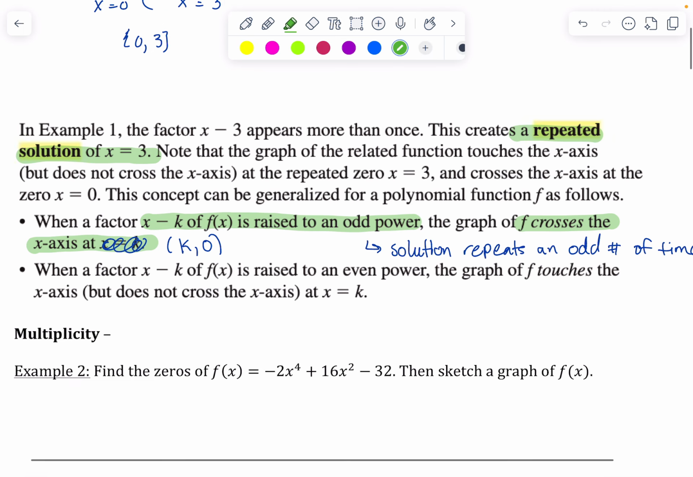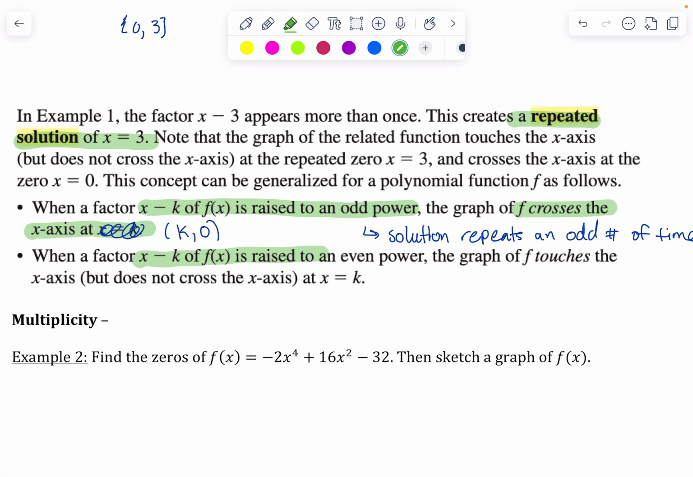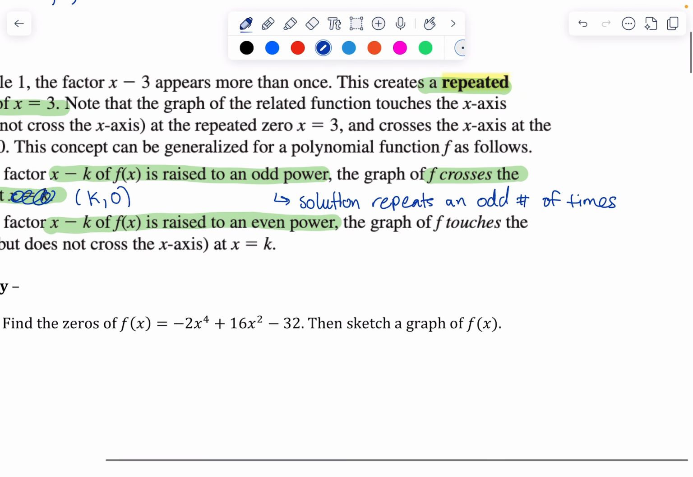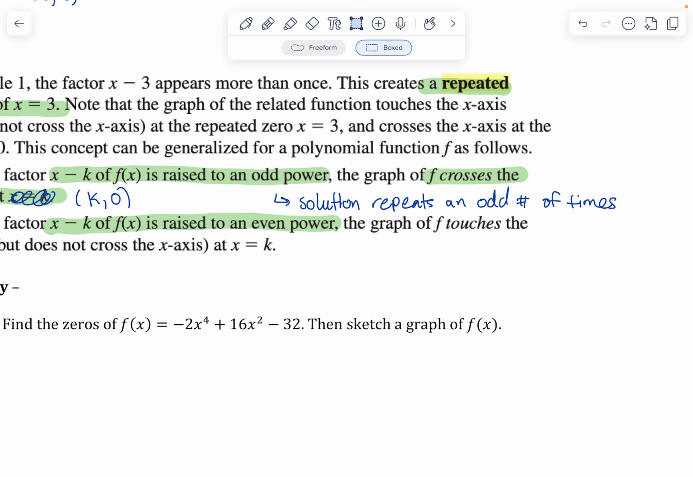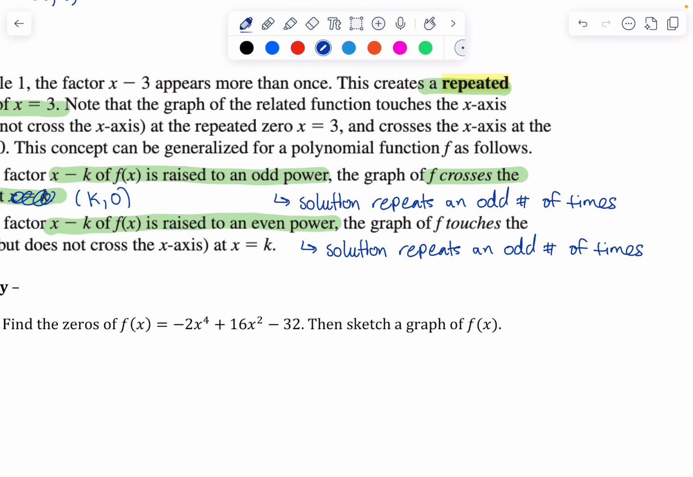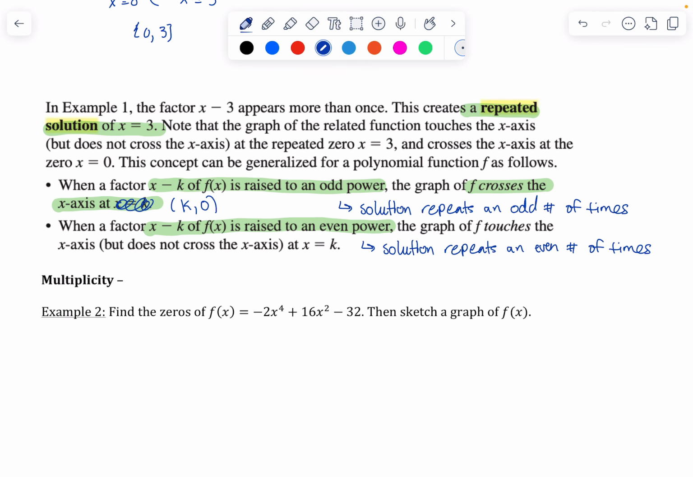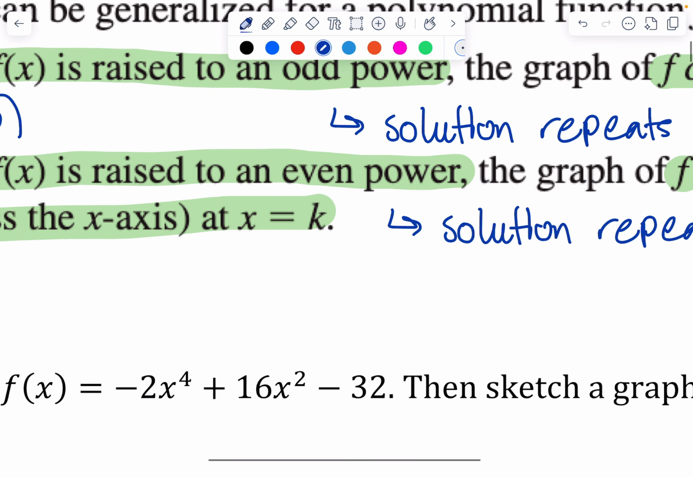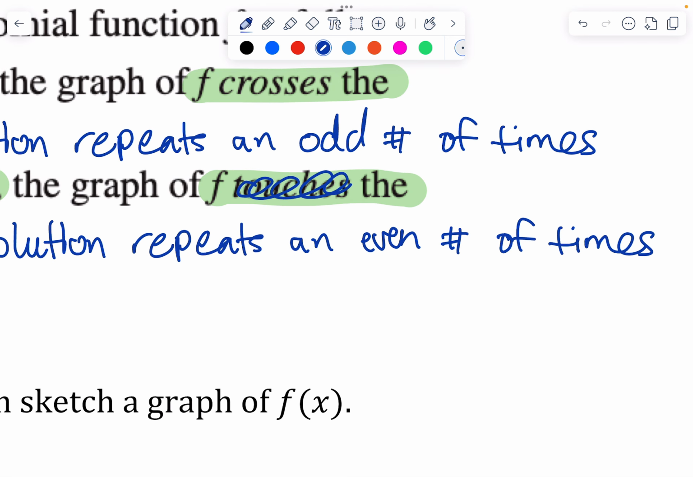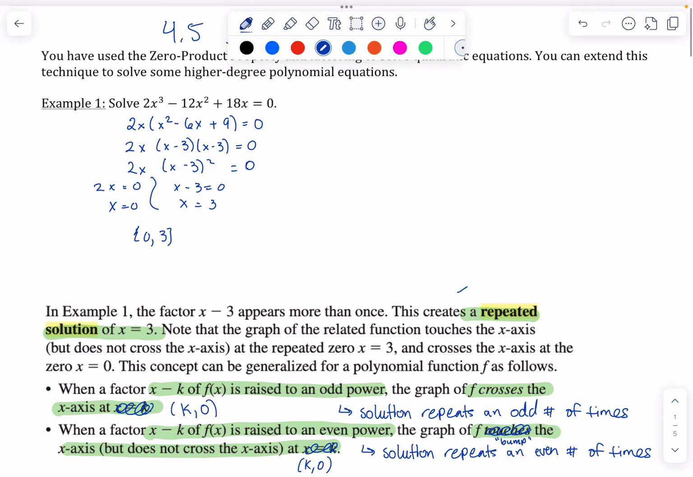Then if you have a factor of x minus k raised to an even power, which means that the solution repeats an even number of times, then you're not going to cross the x-axis, you're going to just touch it, but not cross it at that point. Again, let's write it as an ordered pair, k comma 0. And I like to use the word bump instead of touch, just because I feel like it makes more sense. All right, let's see a visual of what that means.